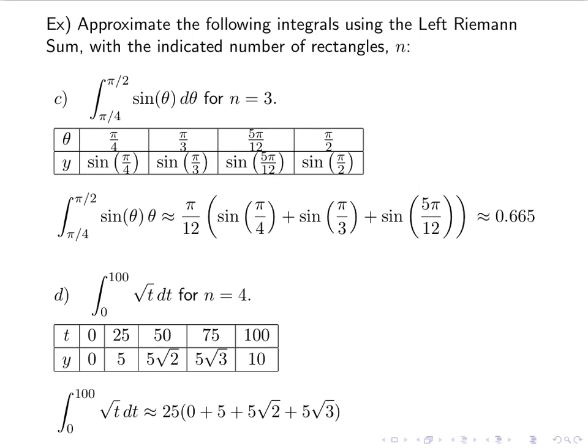Okay. So again, we have our equation here. So again, 25 is that delta t. And then for the ones on the left, I've got my 0, 5, 5 root 2, and 5 root 3. So again, notice that if I'm doing the left or the right sums, I'm adding everything but the opposite one. So the left, I'm adding everything except for the one on the right. If I'm doing the right Riemann sum, I'm adding everything except for the one on the left. Okay. So if I plug all this into my calculator, again, I'm going to approximate here because we've got lovely radicals in there. So 518.283.